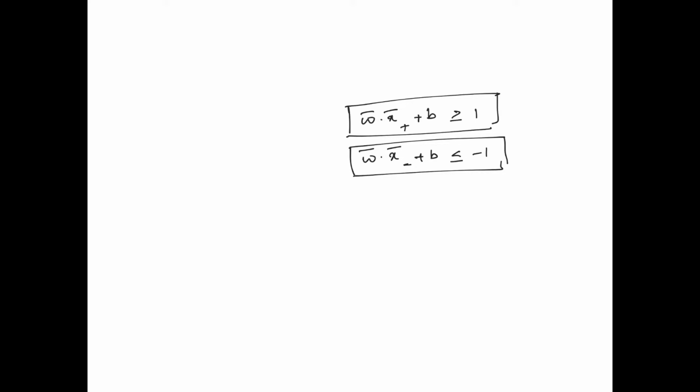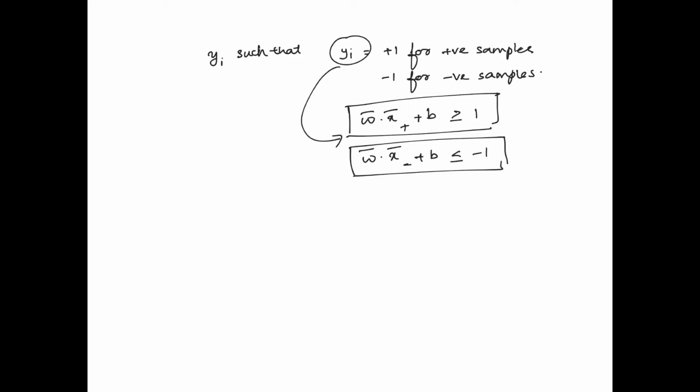We're also going to consider y of i such that y of i is plus 1 for positive samples, and minus 1 for negative samples in this case. Let's see how we incorporate this into this equation. You would be multiplying y of i, so w bar dot x bar plus b greater than or equal to 1, or the opposite, less than or equal to minus 1. That would be the final result.